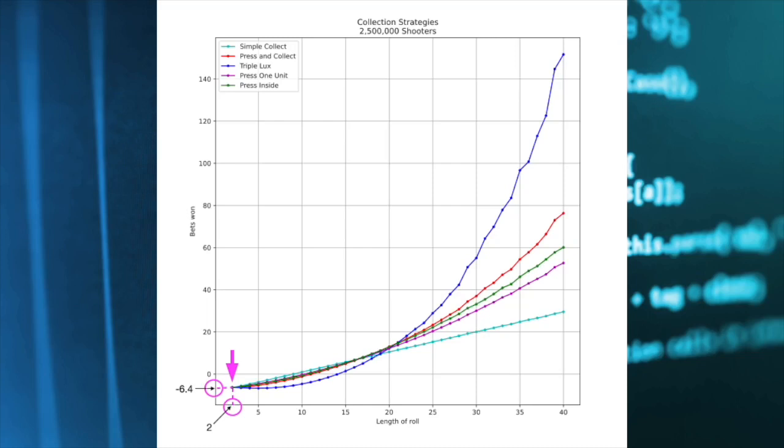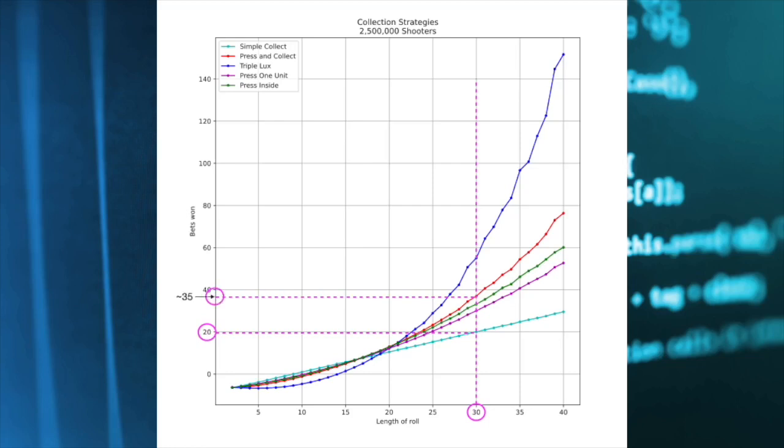There are 2 ways to read this plot. The first is to consider some roll length and see how much each strategy earns. For instance, at 30 rolls, you can see that Simple Collect earns about 20 bets, or $200 on average.